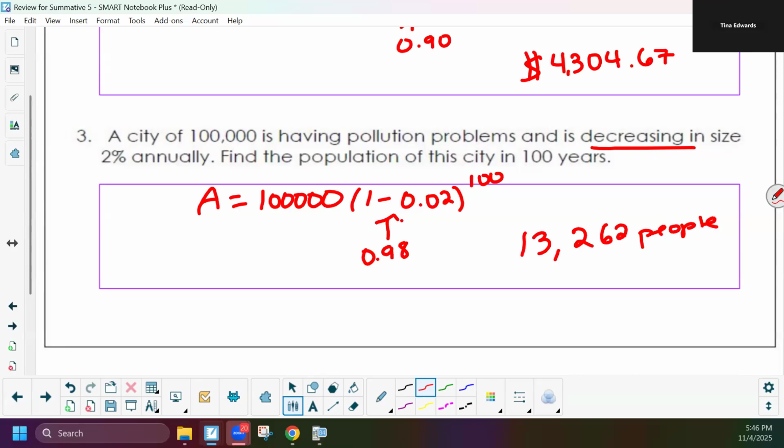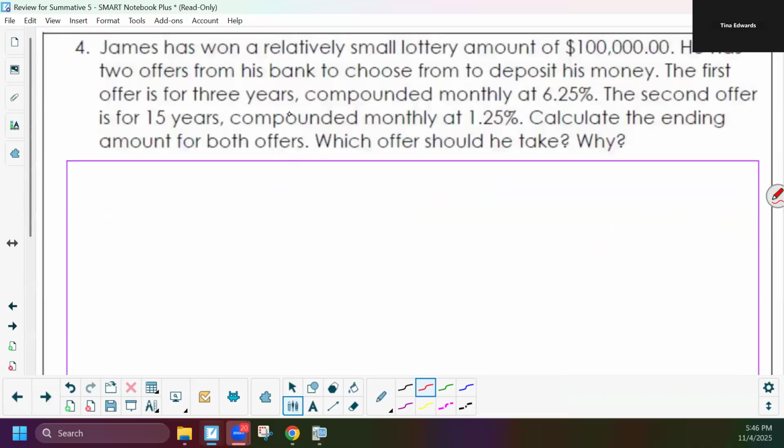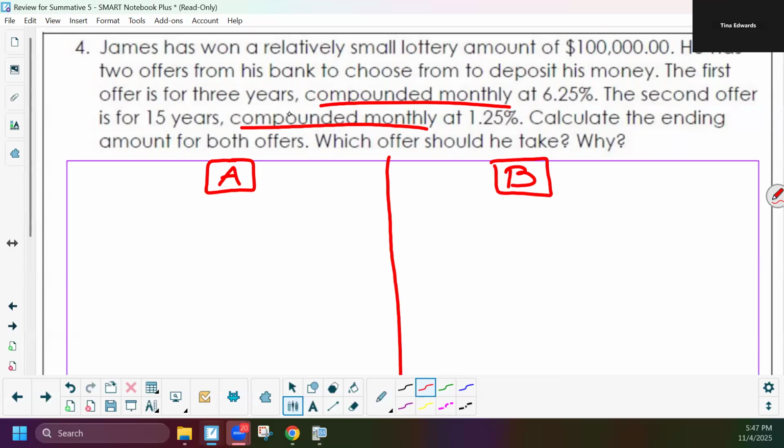So anytime you're talking about populations or value of something depreciating, that's when you're going to use your exponential growth and decay model. All other ones, you're going to use your normal exponential formula. All right, this one, we're talking about comparing two banks. And I see some keywords. I see where it says compounded monthly. So this tells me I'm going to use the compound interest formula. This one's actually comparing two different banks. I'm going to call it Bank A and Bank B, just so I can compare the two. We're going to do this for both.